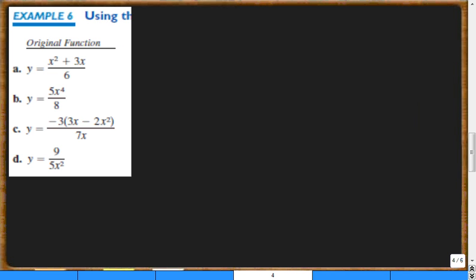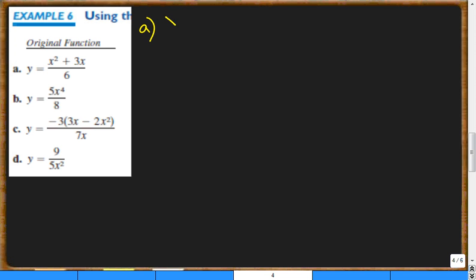Now, there are times when you're going to see a quotient and think, well, why don't I just go ahead and use the quotient rule? Well, you don't always have to. If you think a little smarter, because the quotient rule is kind of lengthy, you can save yourself some time. So let's look at our first one.